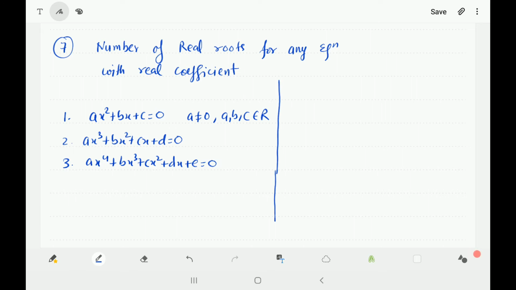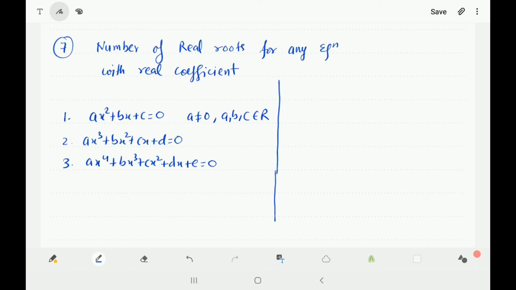Now moving on to the next point, number of real roots for any equation with real coefficients. Here I want to discuss, if we have a quadratic equation or, say, a cubic equation, how many real roots are possible for it. If complex roots are there, how many will there be. As we have discussed in the previous point, complex roots always exist in conjugate pairs. If the coefficients are real, complex roots will always exist in conjugate pairs. If one root is a plus iota b, then the other root must be a minus iota b.